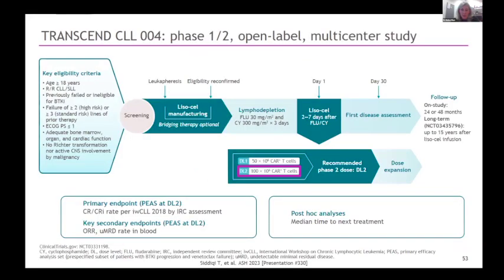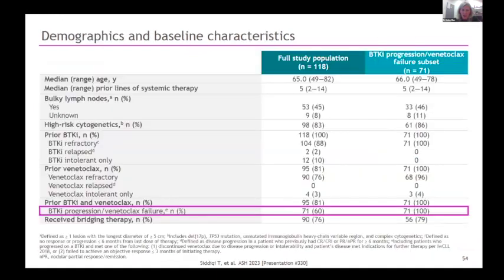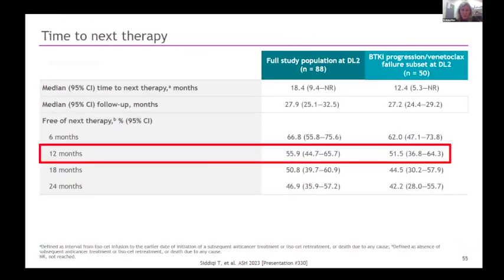In terms of future possibilities, Anya Siddiqui presented some data on liso-cel, CAR T cells in CLL. So these are relapsed refractory patients who've had multiple prior lines of therapy, high-risk patients. You can see that they had a full study population in the left-hand column and 100% patients with BTK progression or venetoclax failure in the right hand. So these double refractory subset of patients, 70 patients in the right-hand column.